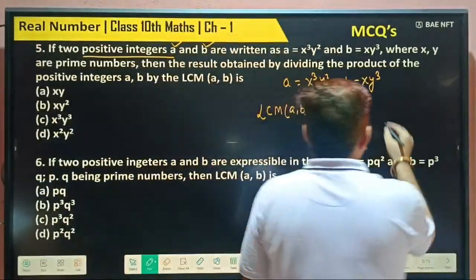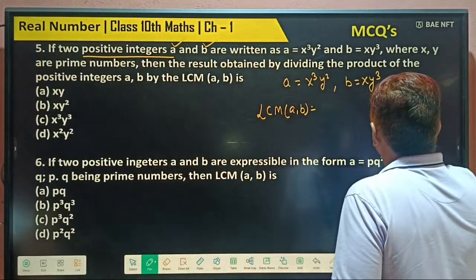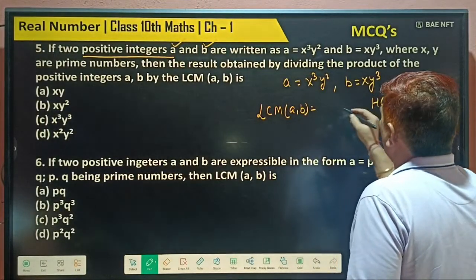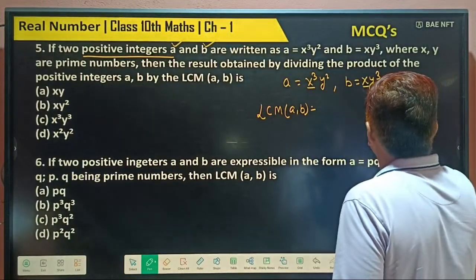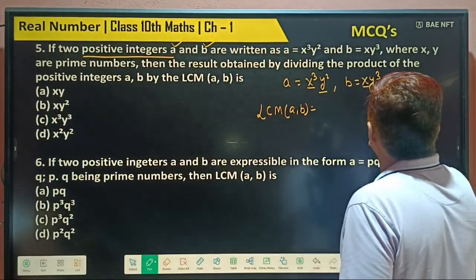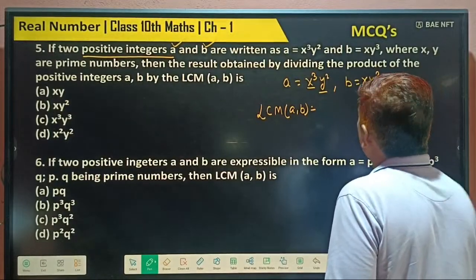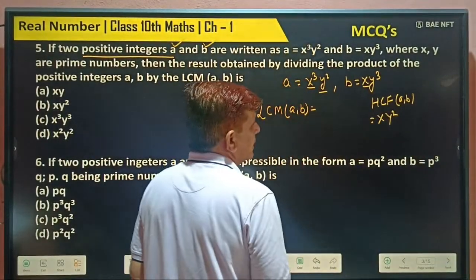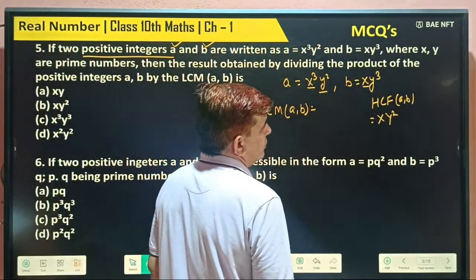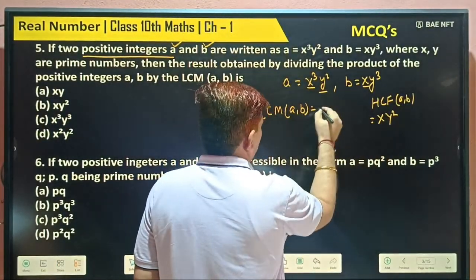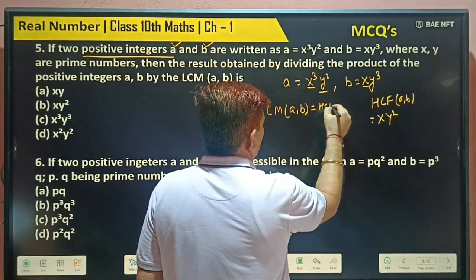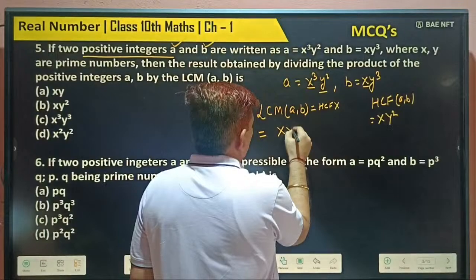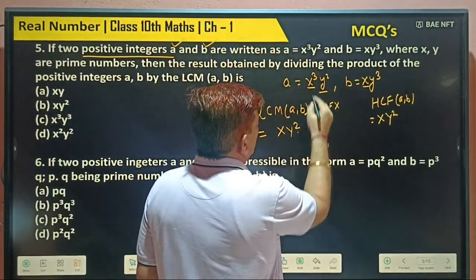What's the LCM of A and B? First we need to find out their HCF. What's the HCF of A and B? Which is common here? x is common here, and y square is common. This is the HCF. So LCM is HCF into the uncommon terms, so it's x y square into x y square.